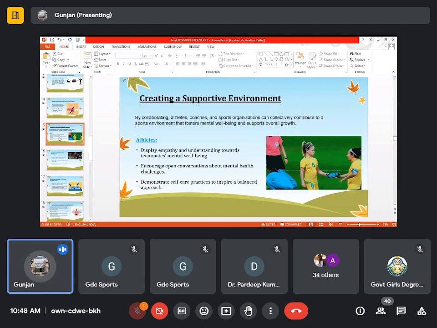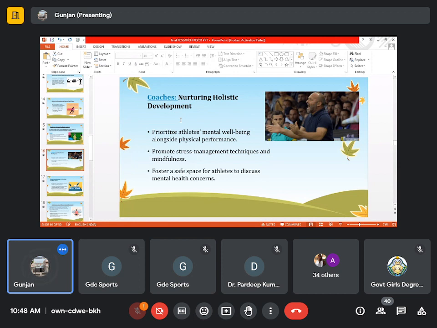Athletes display empathy and understanding towards teammates' mental well-being, encourage open conversation about mental health challenges, and demonstrate self-care practices to inspire a balanced approach. And second, coaches prioritize athletes' mental well-being alongside physical performance, promote stress management techniques and mindfulness, and foster a safe space for athletes to discuss mental concerns.